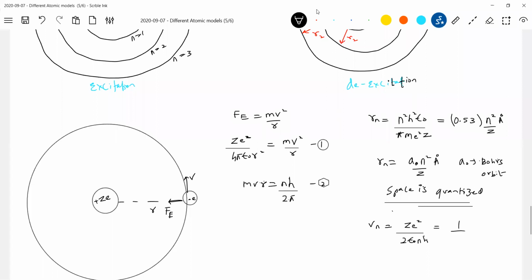It is written as, and the velocity of the electron in the Bohr's orbit is c by 137, c by 137 times Z by n. I think this is a much easier form than the first one. So Rn is proportional to n square and Vn is proportional to 1 by n. Similar to a planetary system, as the radius of the orbit decreases, orbital speed decreases. The same thing happens here.